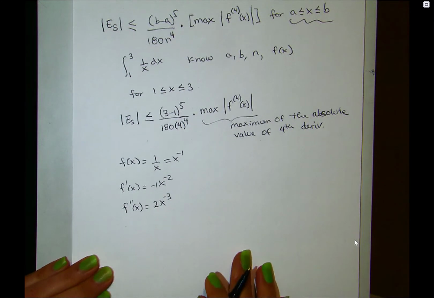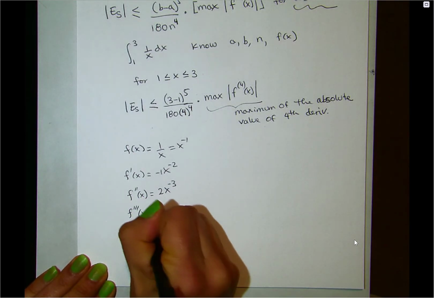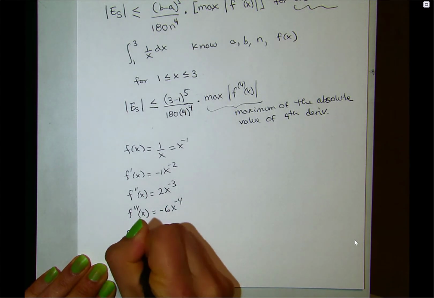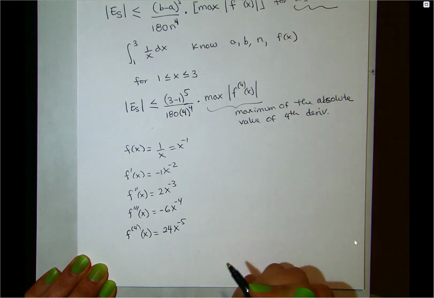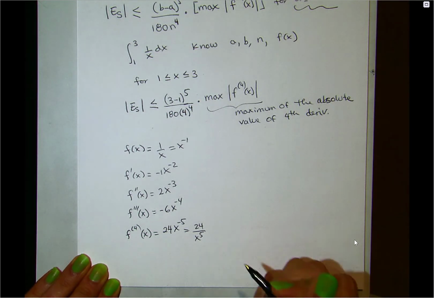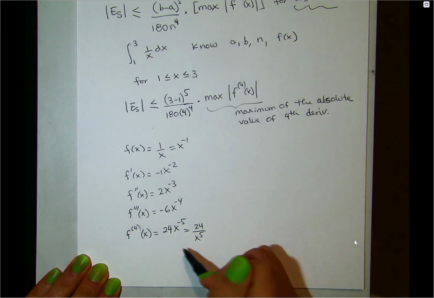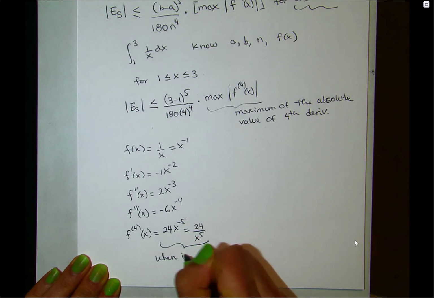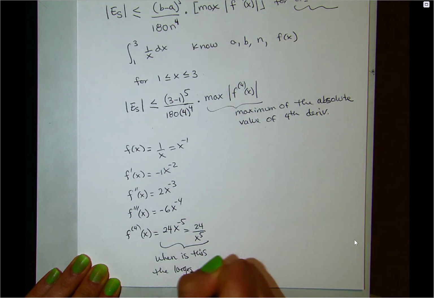For the trapezoid rule, we would have stopped right there. But for Simpson's rule, we need to go further. So this will be minus 6x to the minus 4. And finally, the fourth derivative is 24x to the minus 5, which is 24 over x to the fifth. And now we need to figure out when does this have a max? When is this the largest on 1, 3?